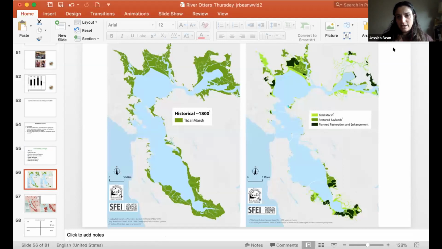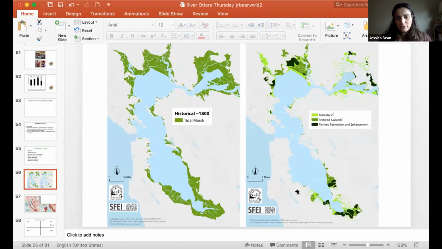So what do you see here? What you see here is historical tidal marshes. Tidal marshes are one of the places where river otters are seen. The green part is where there were tidal marshes in the Greater Bay Area around 1800. I think this map was made around 2014, and the light green shows where there is still tidal marsh. The darker green is the restored Baylands tidal marsh area, and then these dark greens are the planned restorations and enhancements.